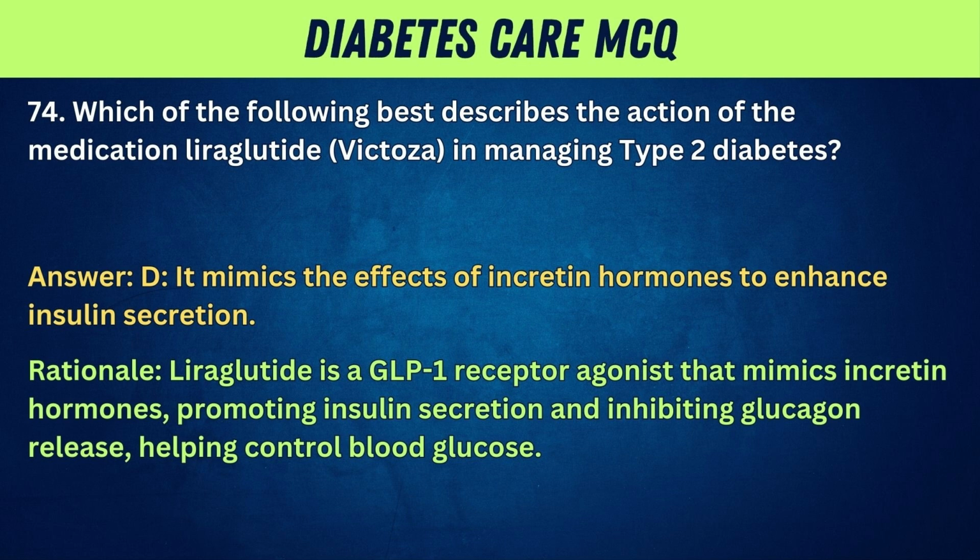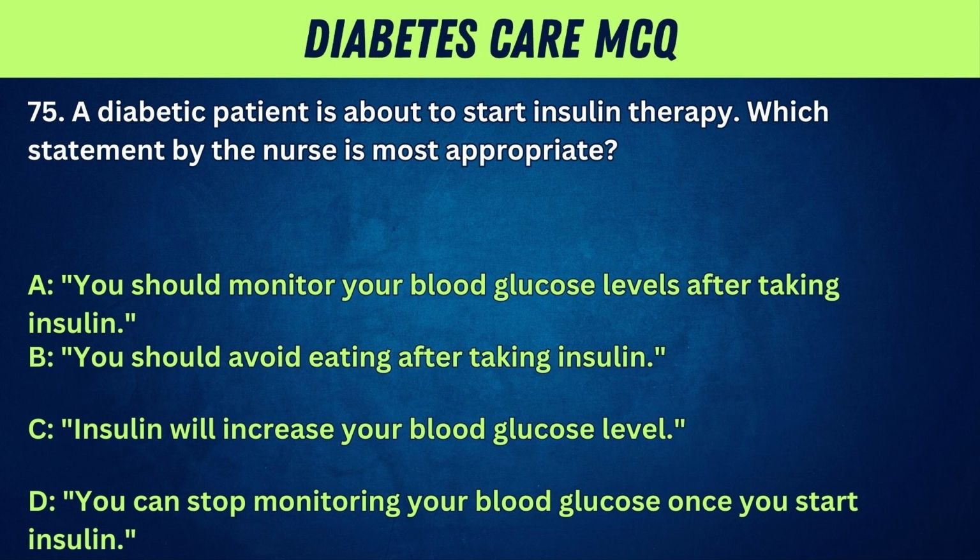Rationale: liraglutide is a GLP-1 receptor agonist that mimics incretin hormones, promoting insulin secretion and inhibiting glucagon release, helping control blood glucose. 75. A diabetic patient is about to start insulin therapy. Which statement by the nurse is most appropriate? A. You should monitor your blood glucose levels after taking insulin. B. You should avoid eating after taking insulin.